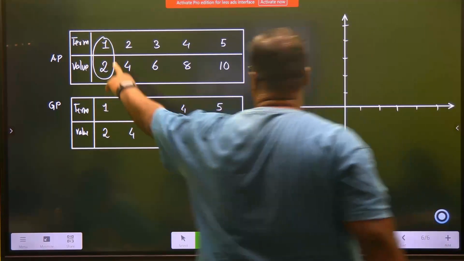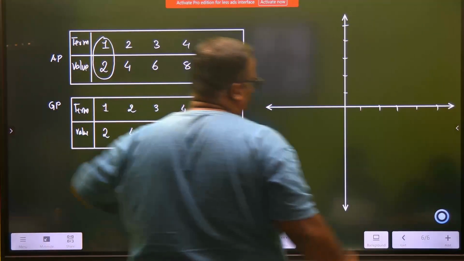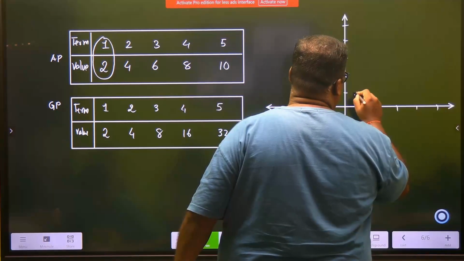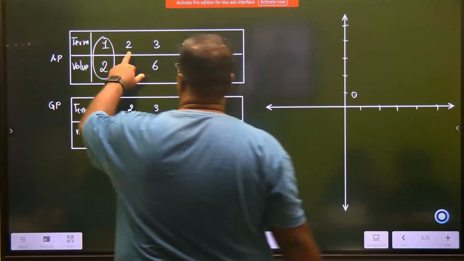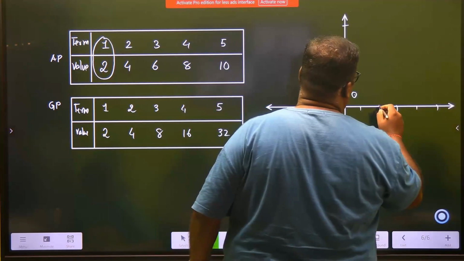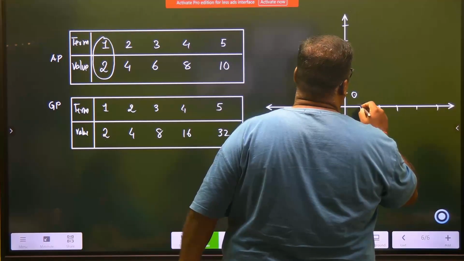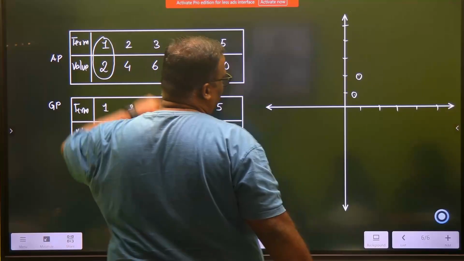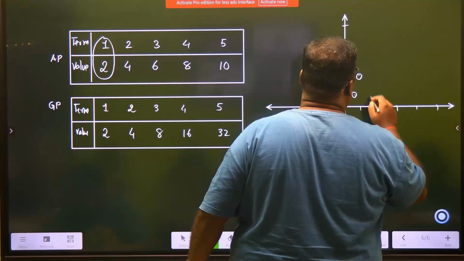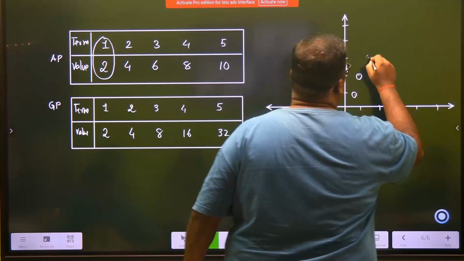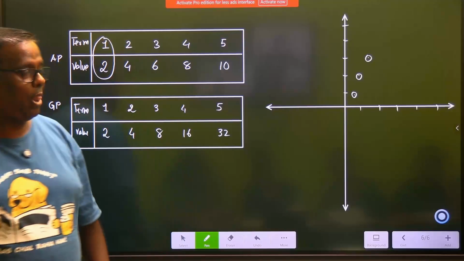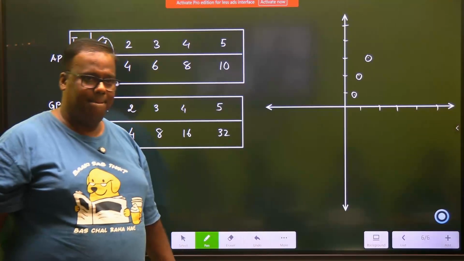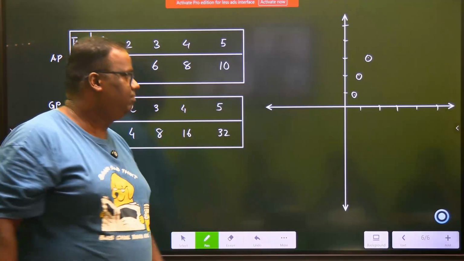What is the first value? 1 with 2, so it will be somewhere here. The next one is 2 with 4. This is 2, and 2 is with 4, so it will be here. Then 3 with 6; 3 is the midpoint here. I hope you have got the idea. See, it's coming as a straight line.